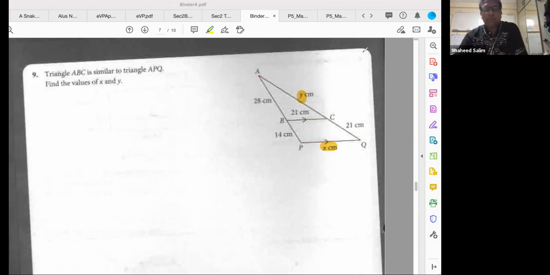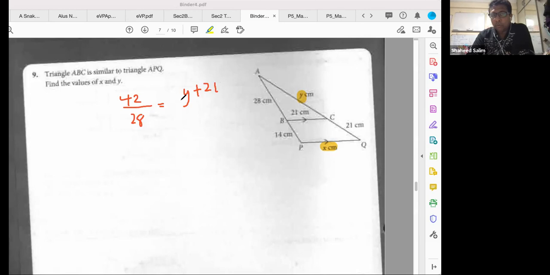Okay, let's say you don't want a creative way, how to do this? So you take 28 plus 14, 42 over, sorry, over 28 is equals to Y plus 21 over Y. You must remember that. Do you agree now, first? Okay.